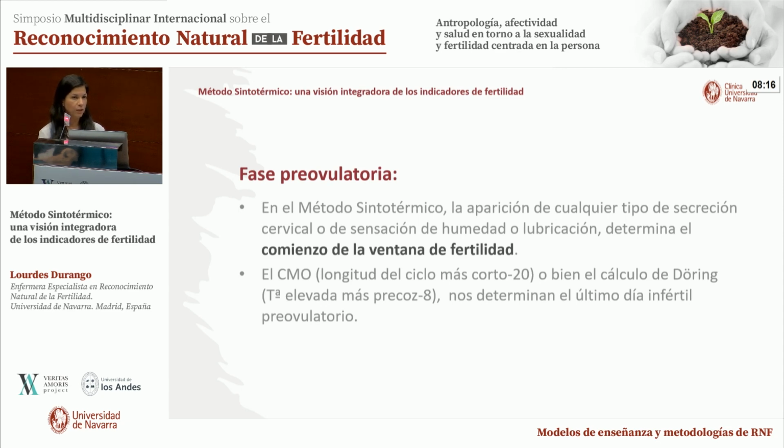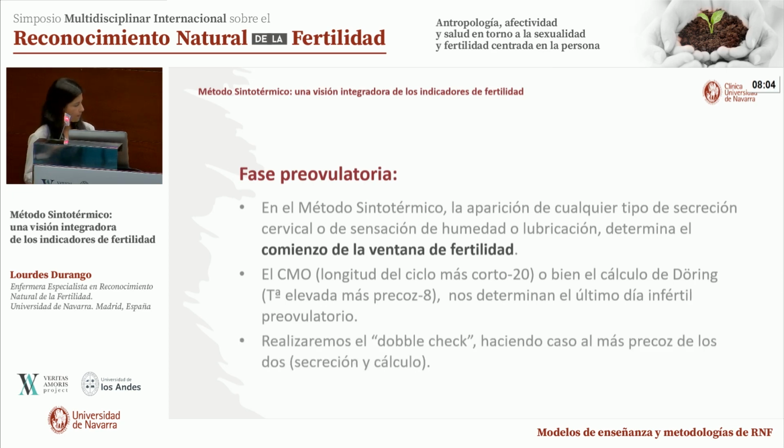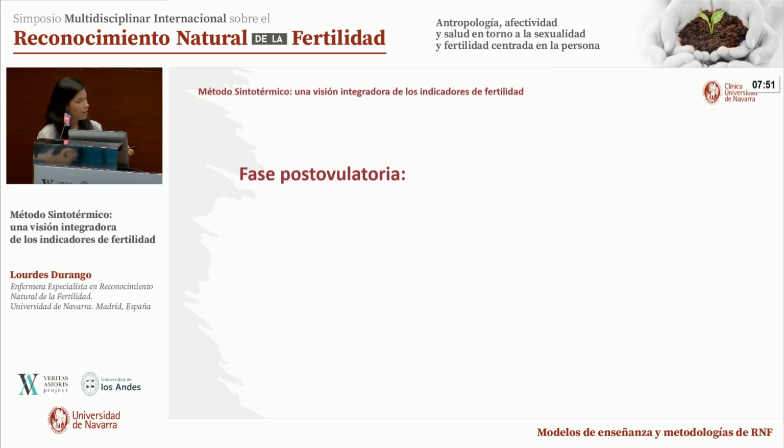And for that, it takes the temperature indicator, the earliest high temperature, and we subtract 8. And with that, we have the last infertile day before the ovulation. In the double check that we do, we pay attention to the earliest one between the cervical secretion and the calculation. The day that is before, that's the beginning of the fertility window.